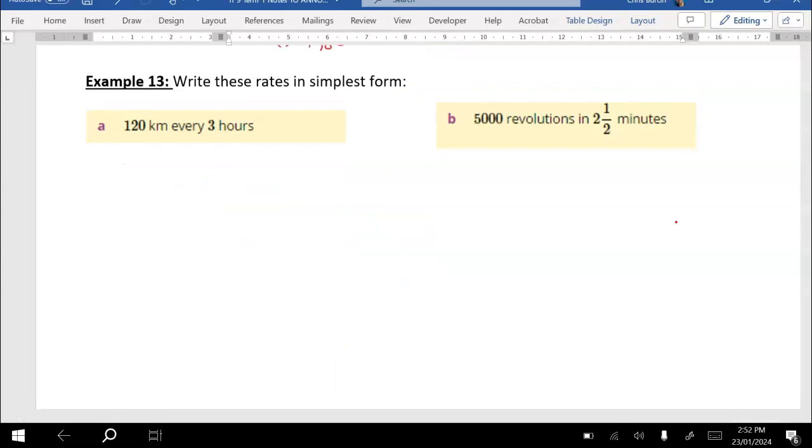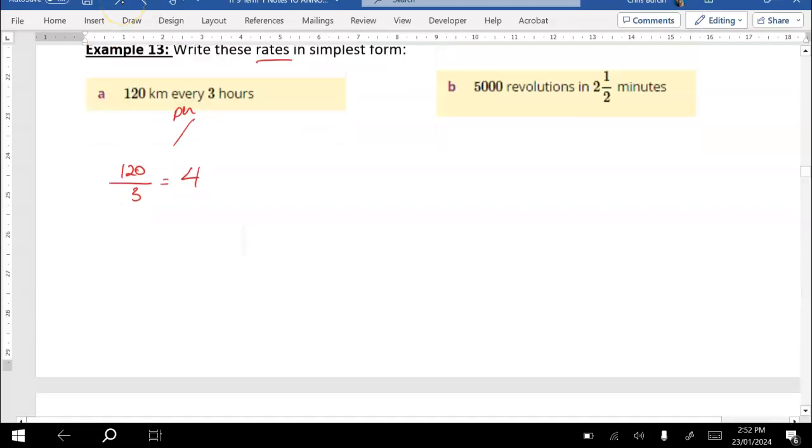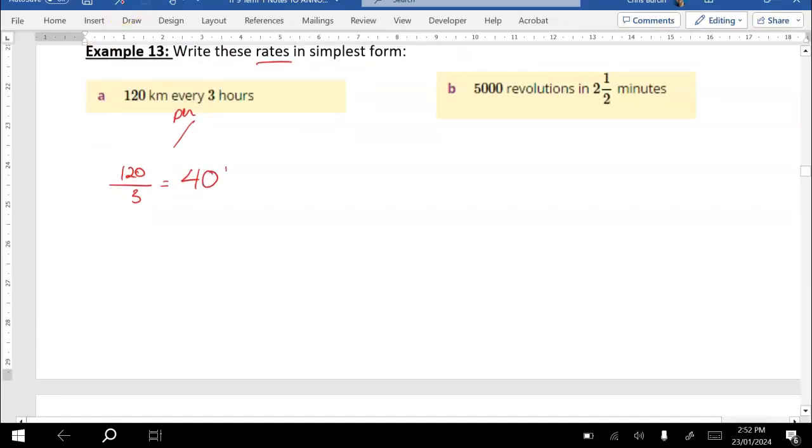Rates in their simplest forms. Okay, every, per, slash. We have 120 kilometers per every 3 hours. So what we're going to end up wanting is, what is it for every 1 hour? So if we took 120 kilometers and divided it by 3, we would get 40 kilometers per 1 hour. And that's how that would be written.